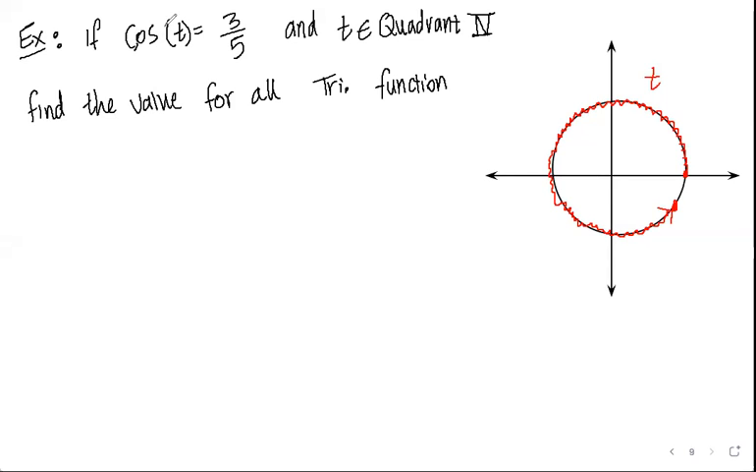So the question is, they give me the cosine and they told me t is in the fourth quadrant. This is my t. The cosine of t in the fourth quadrant is positive, 3/5. How can I find the sine? How can I find the tan, cosecant, and all of them? You can use these things, but I'm going to use the identity.